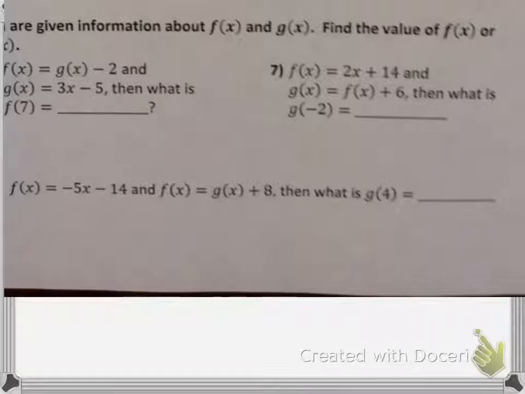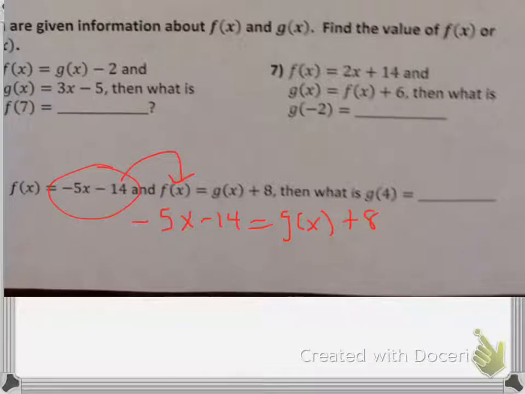Well, this is one of those times when, well, let's see if we can figure this out. If I take this and I substitute it in, I'm trying to figure out if I think this problem has an error in it or if we can do it still. If I take f of x as negative 5x minus 14 and I substitute it in there, so I'd have negative 5x minus 14 equals g of x plus 8.